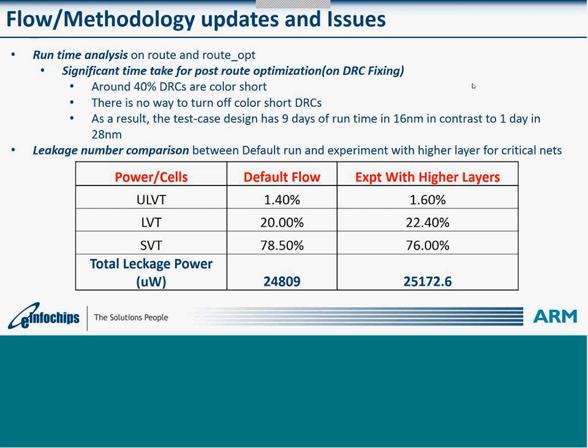Leakage number comparison, and the different one where we put a 2% limit for ULVT cells, 20% limit for LVT, and the rest all SVT. And we see leakage power difference also as a difference, and control that leakage power as well.